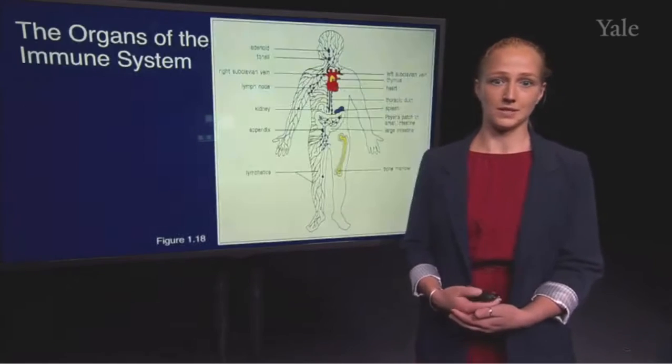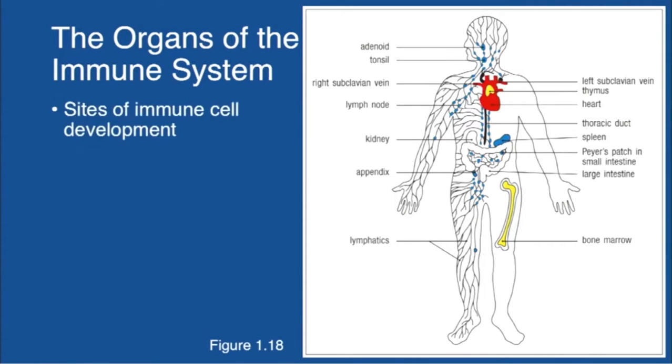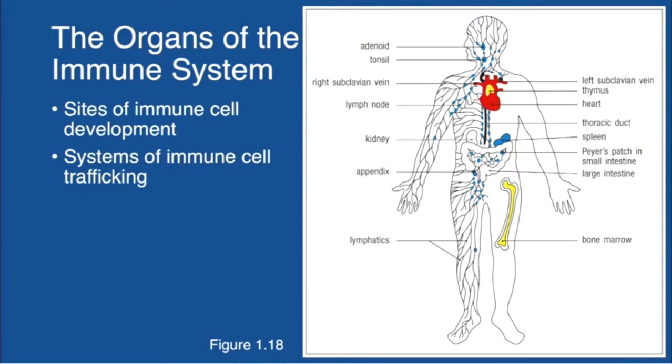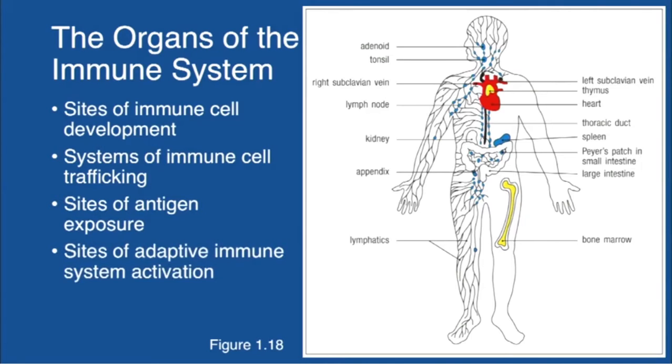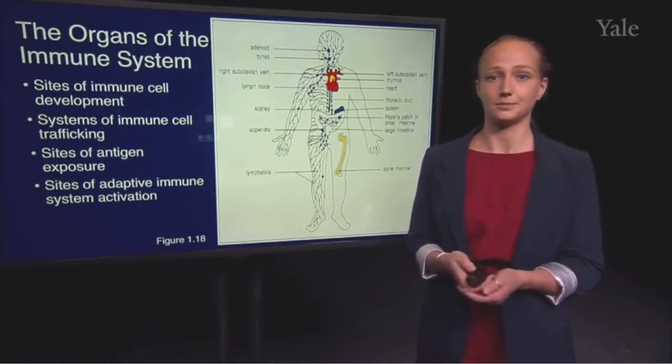Now, the immune system is spread throughout our entire bodies. As you can see, there are organs contained in almost every part of our body. However, the organs of the immune system can be subdivided into four major categories. First, sites of immune cell development. Second, systems by which immune cells are trafficked throughout the body. Third, sites at which the immune cells are exposed to antigens, and fourth, sites at which the adaptive immune system is activated. We'll be going through these four major general sites and looking at them in further detail.